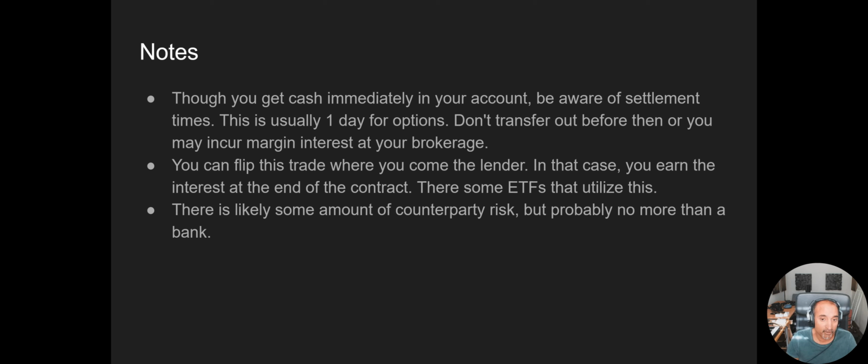You can also flip this trade where instead you become the lender. In that case, you're loaning some money and you get the interest at the end of the contract. There are some ETFs that utilize this to give you a return. I think the BOXX ETF does this. There's likely some counterparty risk here. You're basically relying on that other party to uphold their side of the contract. I'd imagine it's not any worse than a bank.